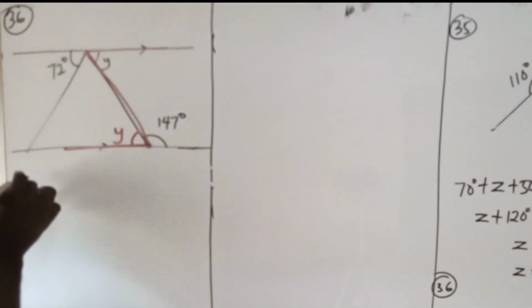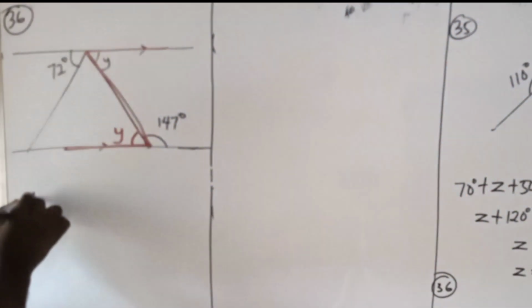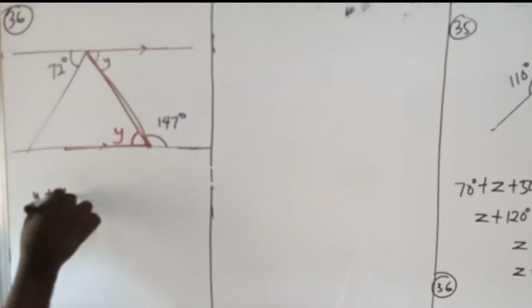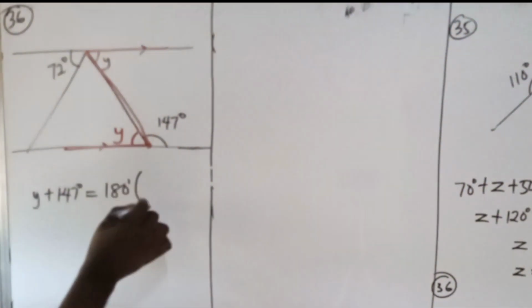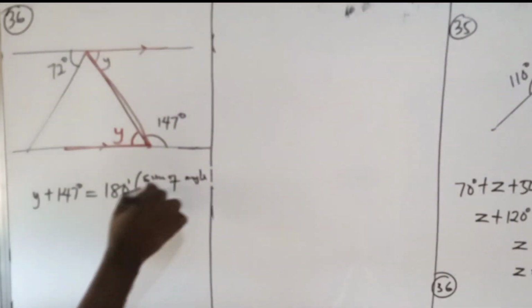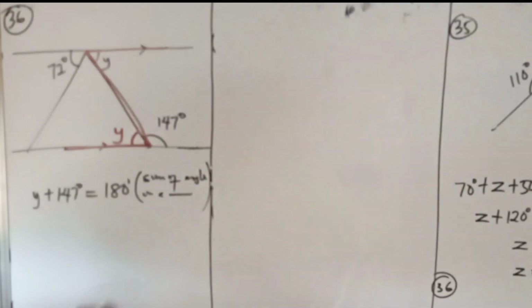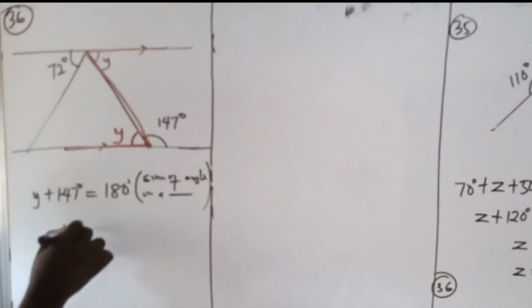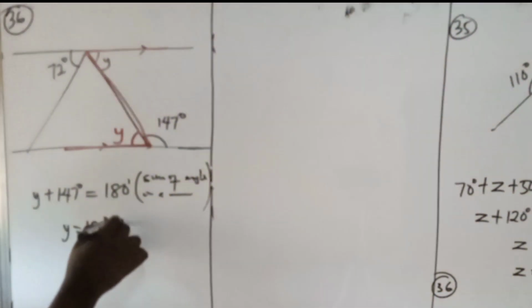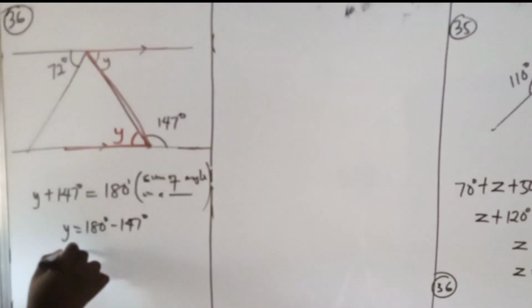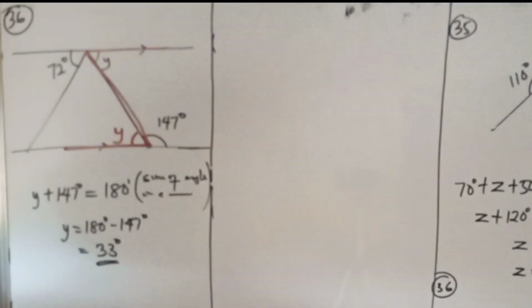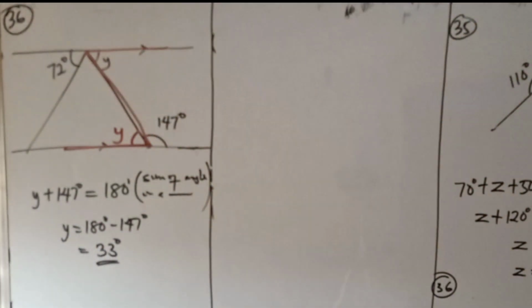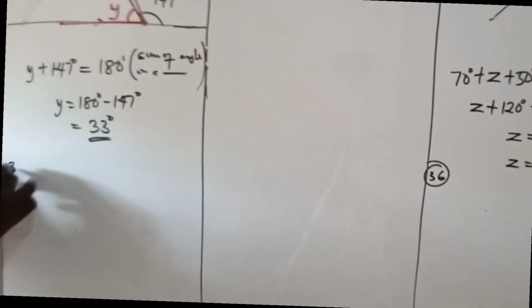So this can be used to solve for this. That means we can say y plus 147 degrees equals 180 degrees. That is sum of angles on a straight line, right? So y equals 180 degrees minus 147 degrees, which is 33 degrees. I hope this is clear. Then question 37.